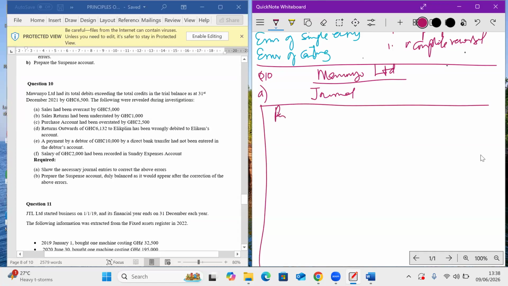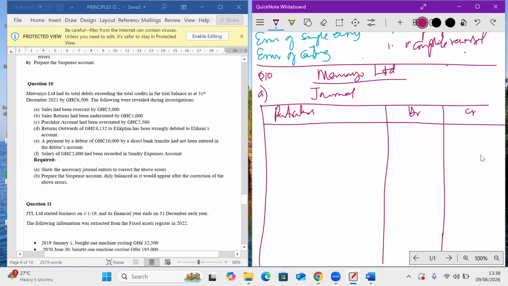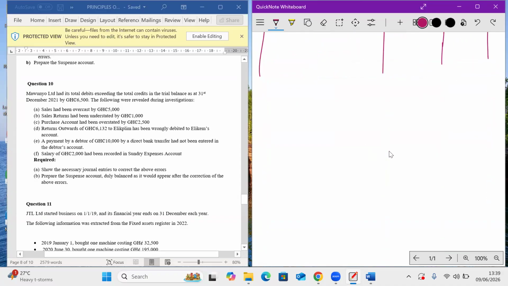Then you write here particulars. You can write particulars, details, or description. Then write here debit. Write here credit. Use pen to write, but use pencil to draw the table. Why should you use pencil? You don't know where it will end. So use pencil to draw the table, and use pen to write the entries in the table. The particulars, debit and credit, I'll use pen. The table, I'm going to use pencil.